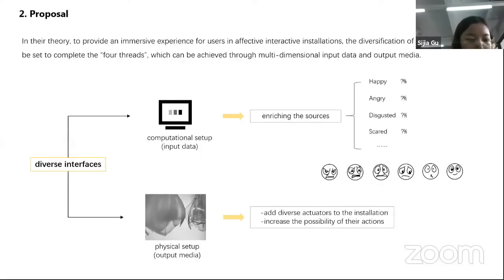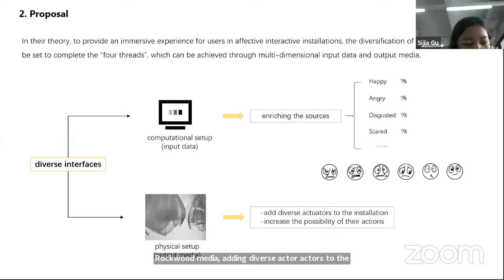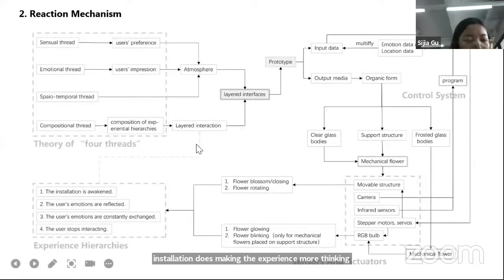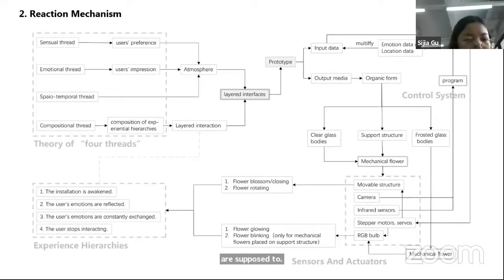The diversification of interfaces derives from two aspects. For input data, enriching the source increases its diversity, and performing multi-dimensional analysis to decompose existing data could also be a viable way. For output media, adding diverse actuators to the installation and increasing the possibility of their actions leads to dynamic behaviors of the installation, thus making the experience richer. And accordingly, we set a reaction mechanism to create smooth and dynamic behaviors of the installation, which are supposed to take on different forms in response to different mood states of users.